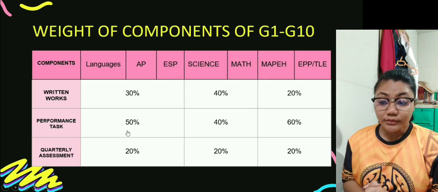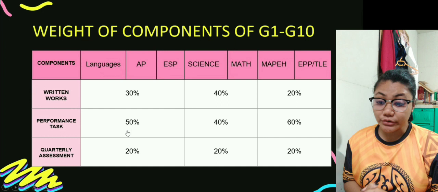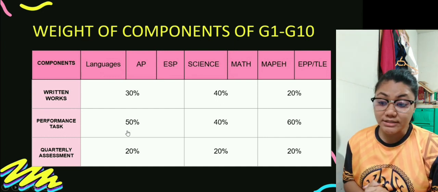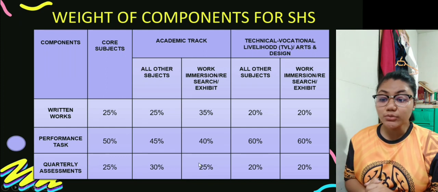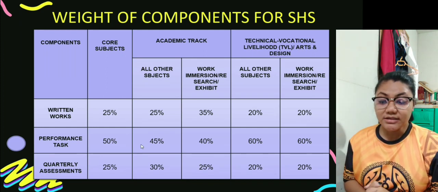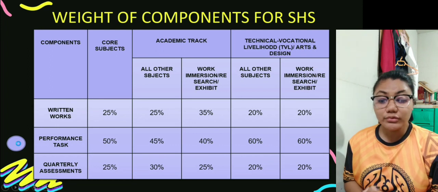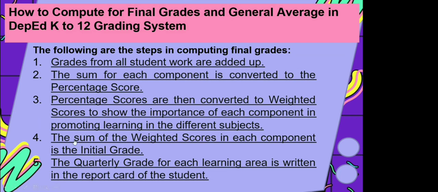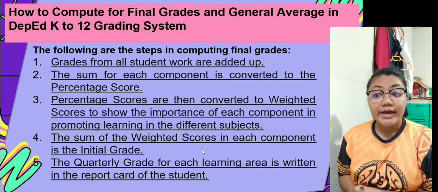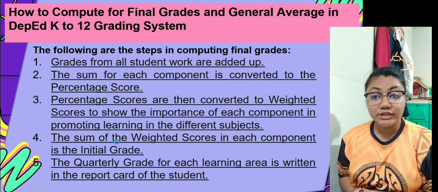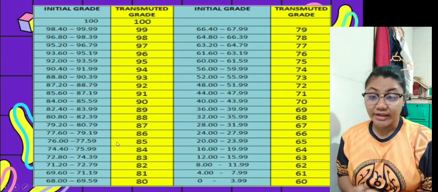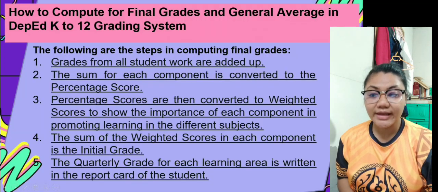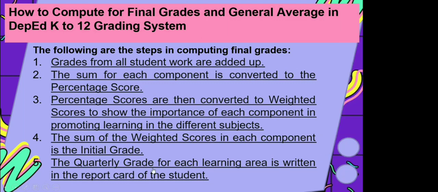We have already given the weighted components here: this one is the weights from grade 1 to grade 10, and this one is from senior high school. The grading system for senior high school follows a different set of weights for each component. Fourth, the sum of the weighted scores in each component is the initial grade. In step 4, we use the transmutation table to transmute the initial grade to get the quarterly grade. And lastly, the quarterly grade for each learning area is written in the report card of the student.